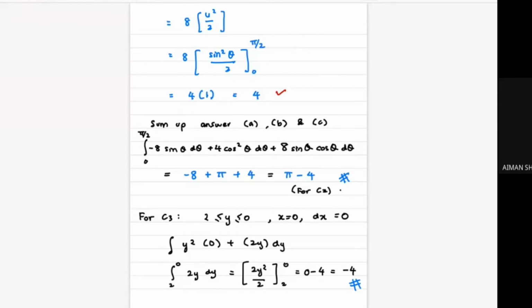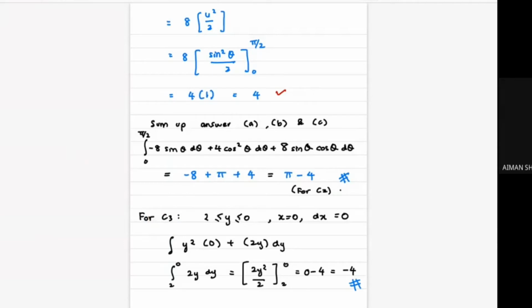Okay, sum up all the answers for A, B, and C. So the integration of part A, part B, and part C is equal to negative 8 plus pi plus 4. Simplify, you get pi minus 4. So this is the answer for C2. Remember you have C1, C2, and C3. So now let's solve C3.